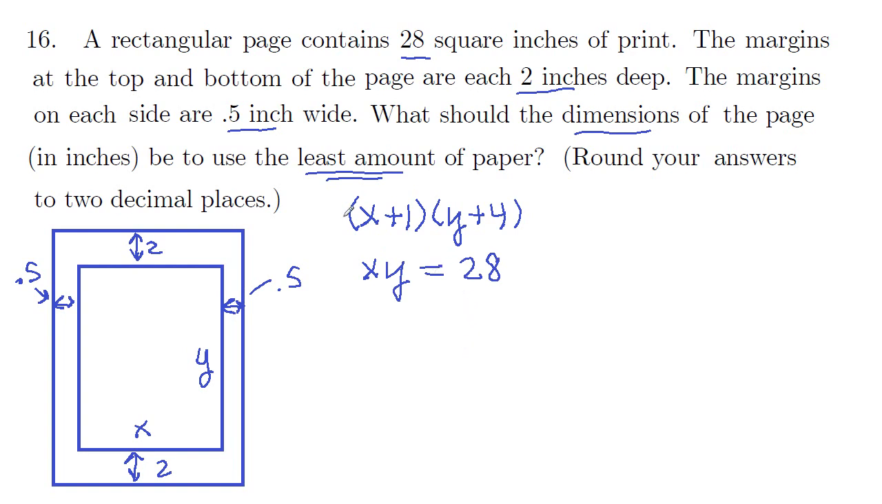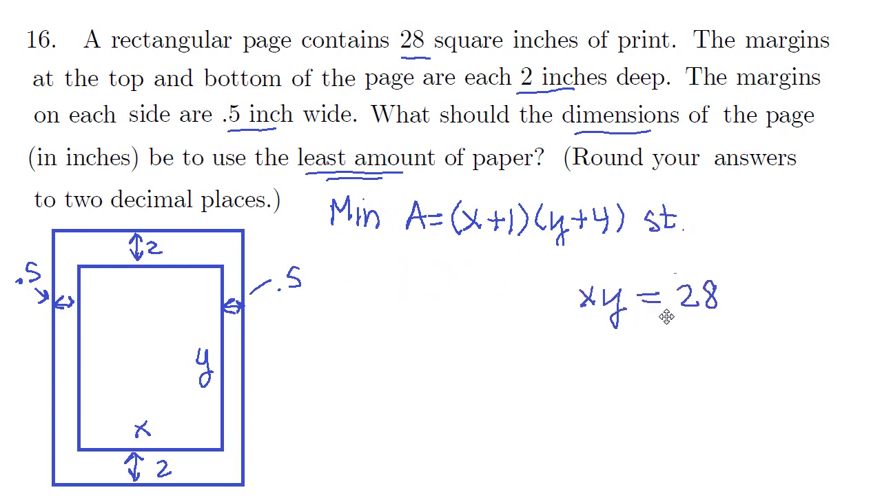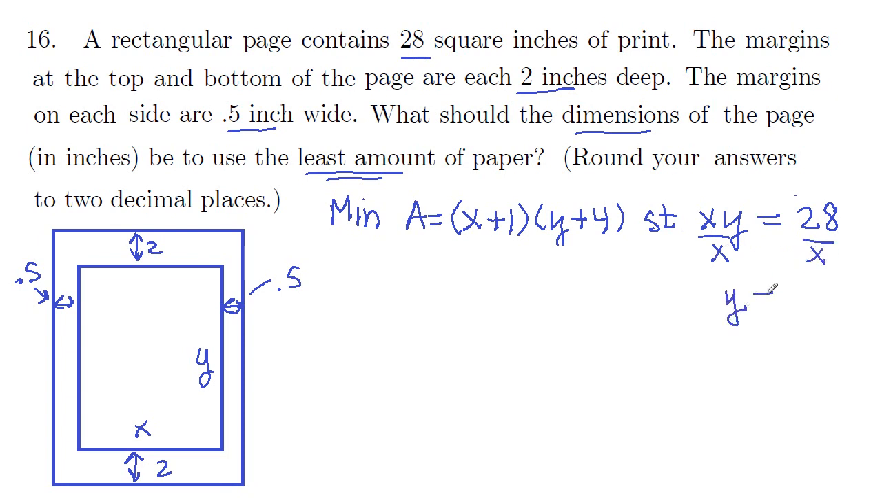So what we want to do is use the least amount of paper. This is the amount of paper, so we want to minimize that. So we're going to minimize the area, which is x plus 1 times y plus 4, subject to the restriction of 28 square inches of print. And remember, we want to get this down to one variable, so we want to solve the second equation for y in terms of x. So divide off the x on both sides, and we get y is 28 over x.